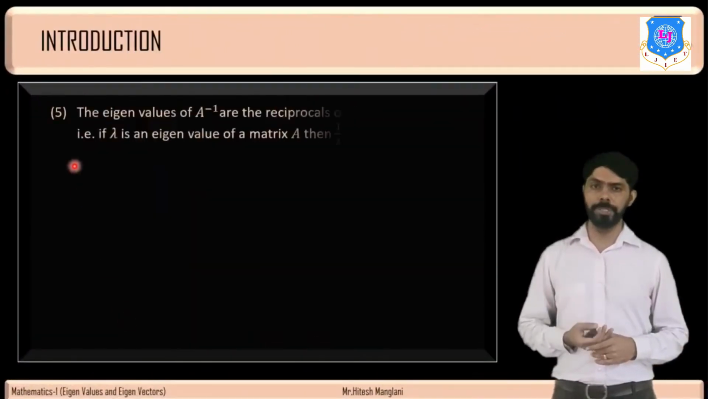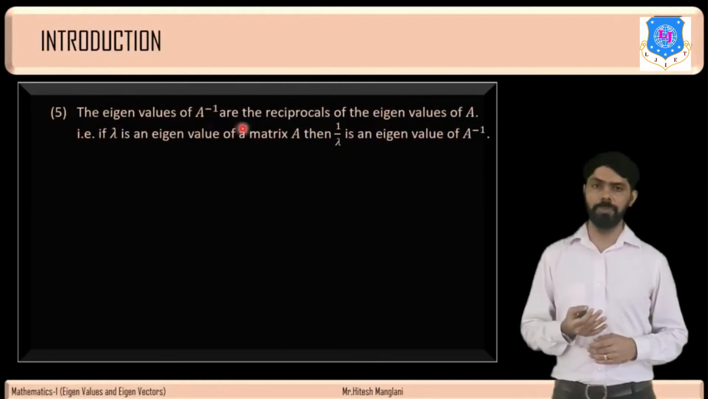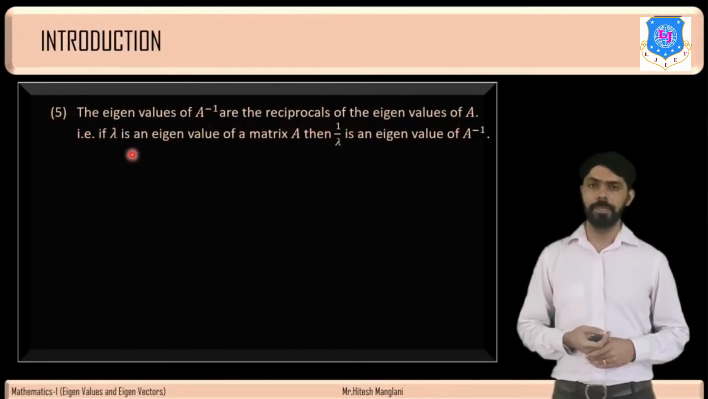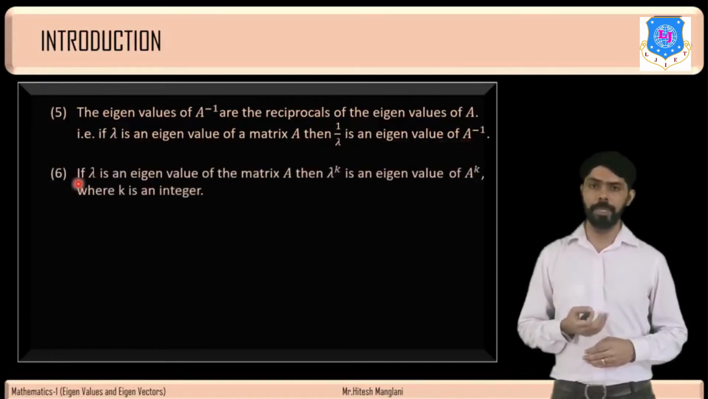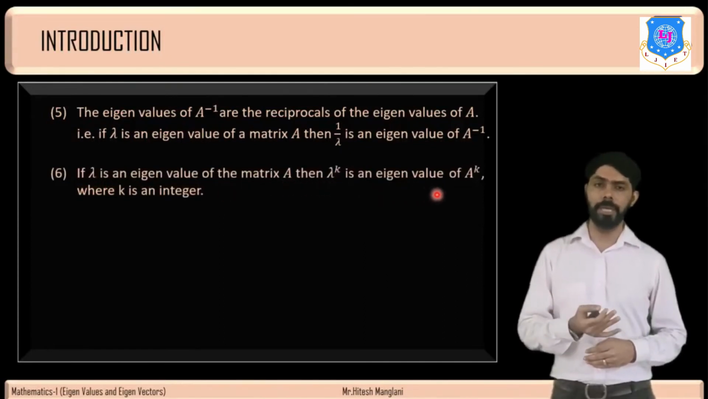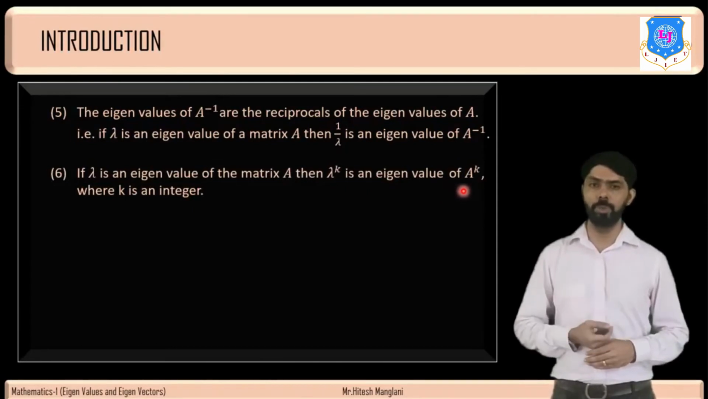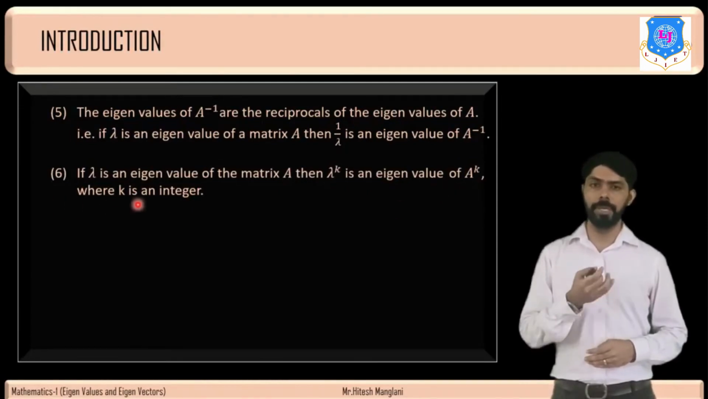Now fifth property is the eigenvalues of A inverse are the reciprocals of the eigenvalues of A. That is, if lambda is an eigenvalue of a matrix A, then 1 upon lambda is an eigenvalue of A inverse. Now sixth property is if lambda is an eigenvalue of the matrix A, then lambda raised to k is an eigenvalue of A raised to k, where k is an integer.